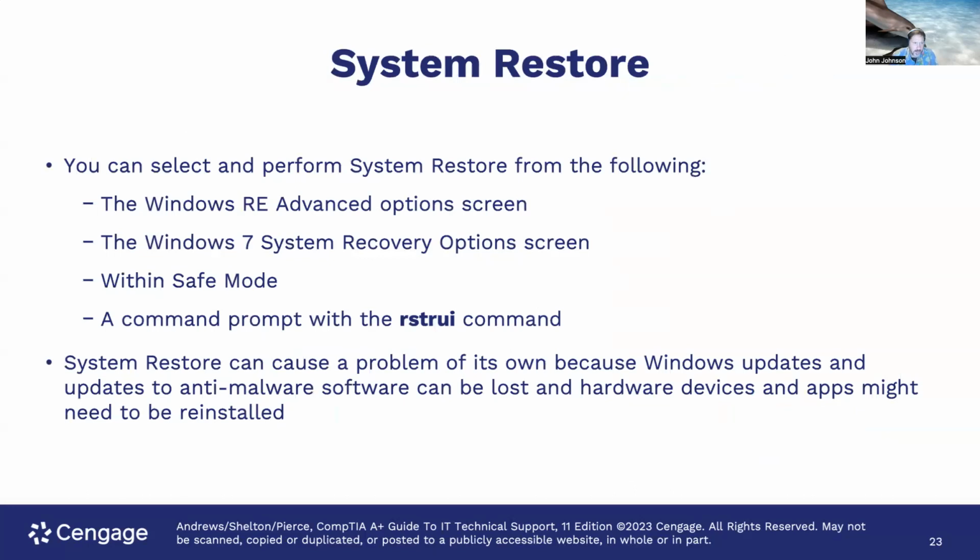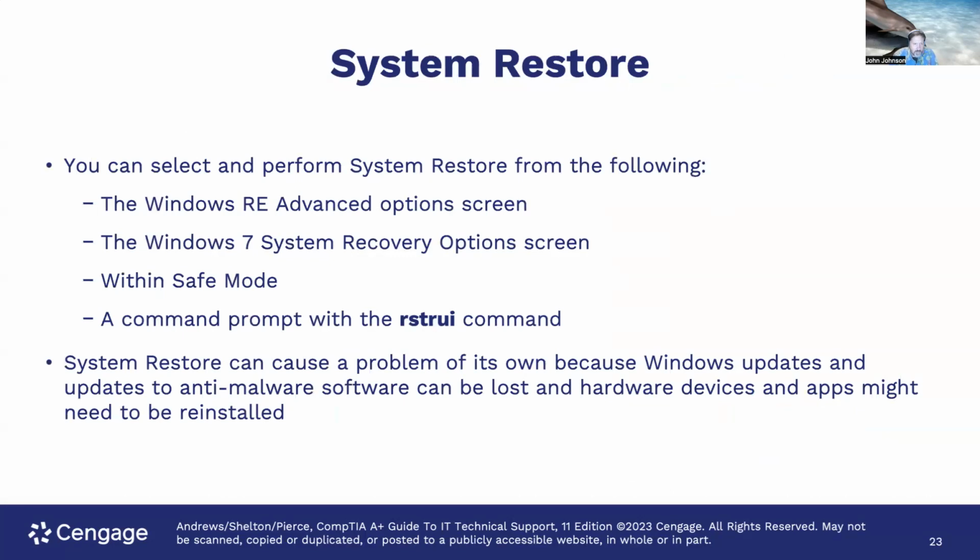So system restore, you can select and perform system restore from the following. You can do it from the Windows RE Advanced option screen when you're booting. You can go to the Windows 7 System Recovery option screen. You can do it within safe mode. You can also go into a command prompt with the rstrui command.